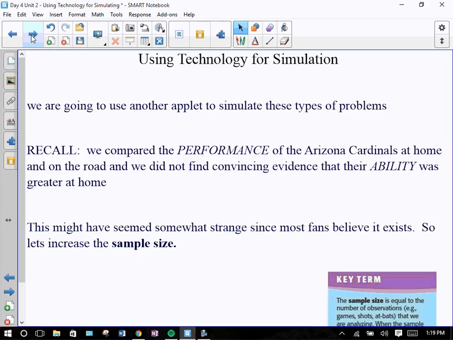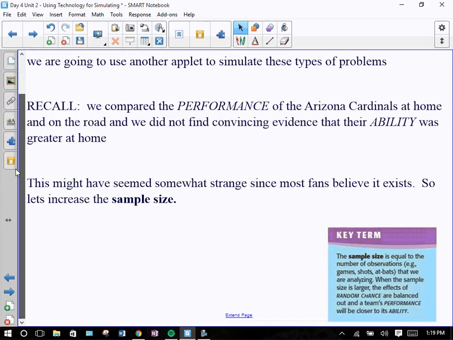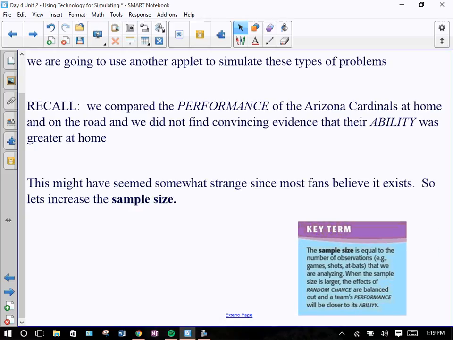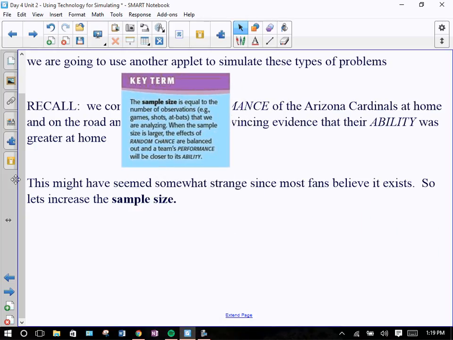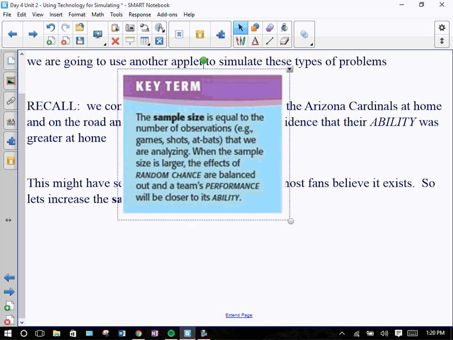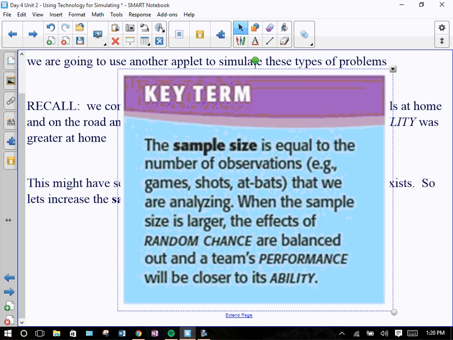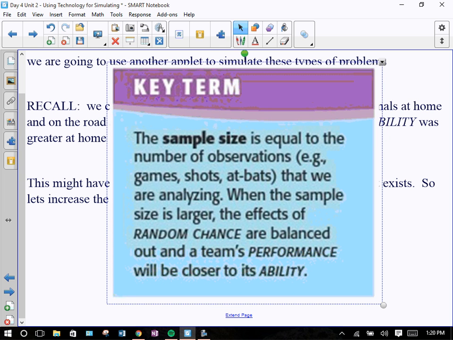So what we want to do to get a more accurate conclusion is increase our sample size. The sample size is equal to the number of observations. For example, the number of games, the number of shots, the number of at-bats that we are analyzing. Yes, you're going to write this down.